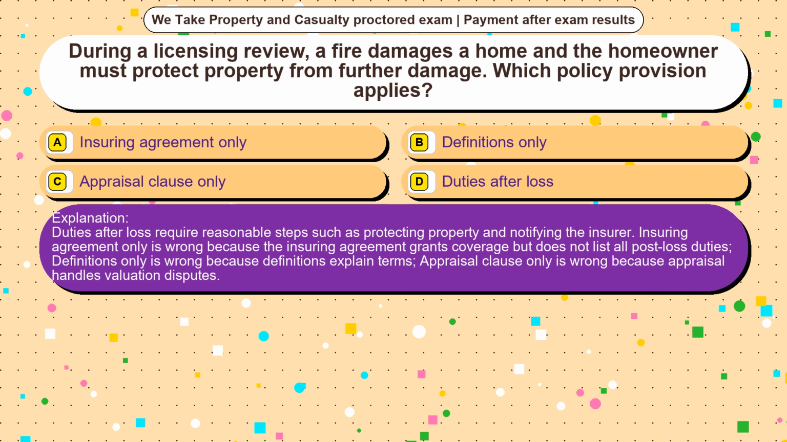Duties after loss require reasonable steps such as protecting property and notifying the insurer. Insuring agreement only is wrong because the insuring agreement grants coverage but does not list all post-loss duties. Definitions only is wrong because definitions explain terms. Appraisal clause only is wrong because appraisal handles valuation disputes.